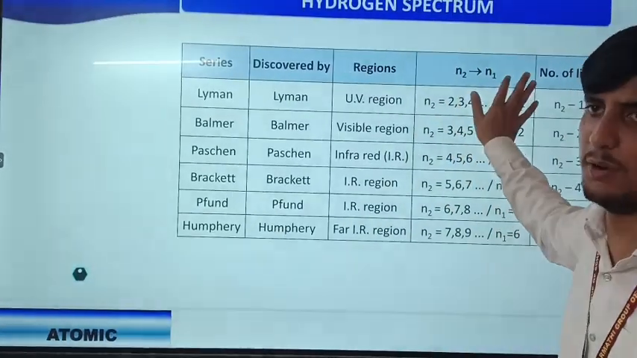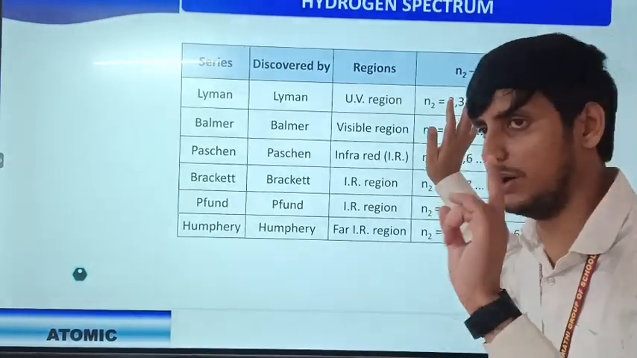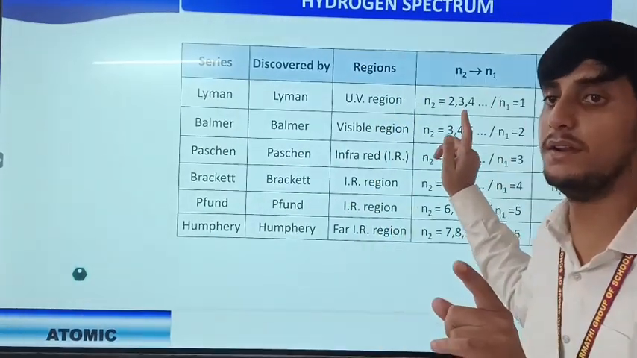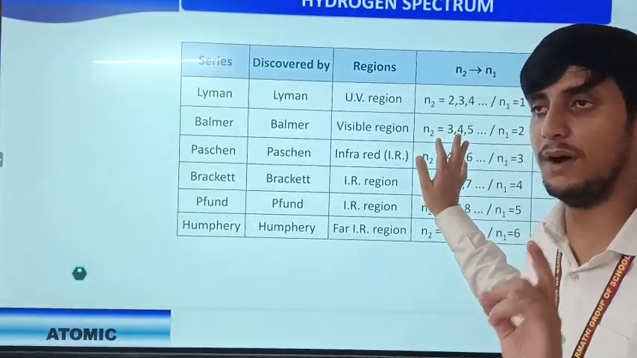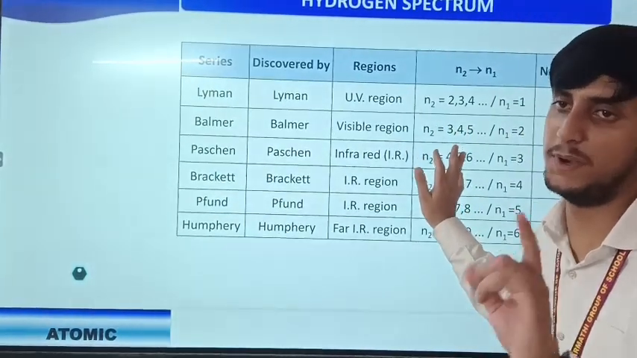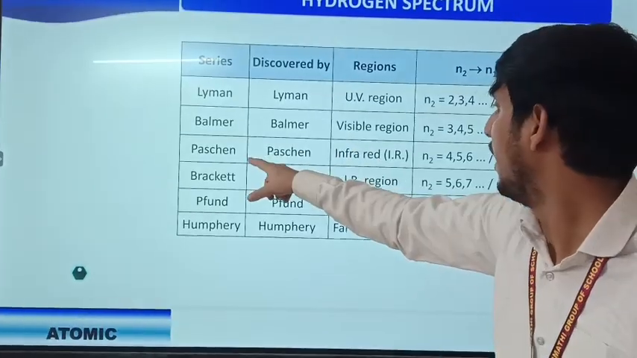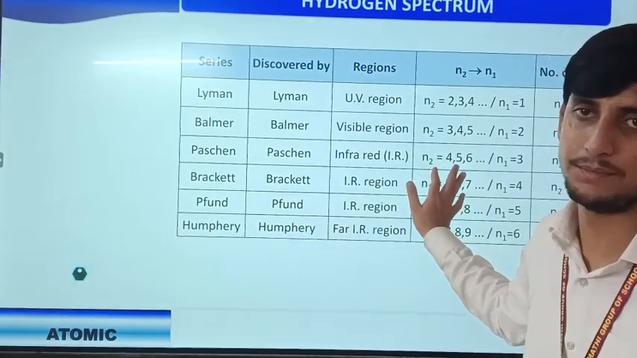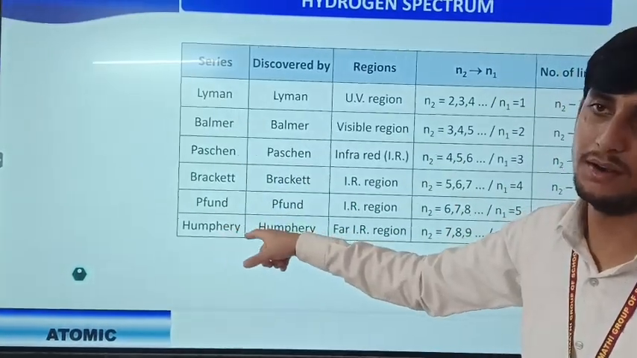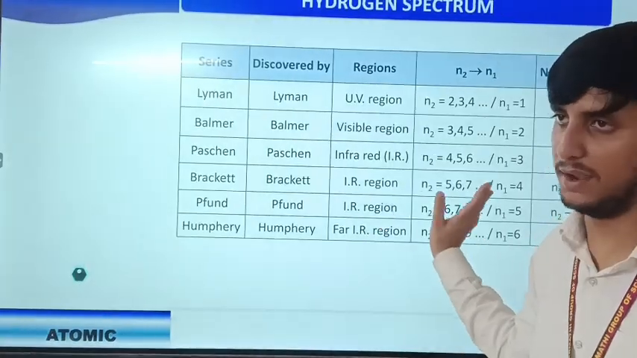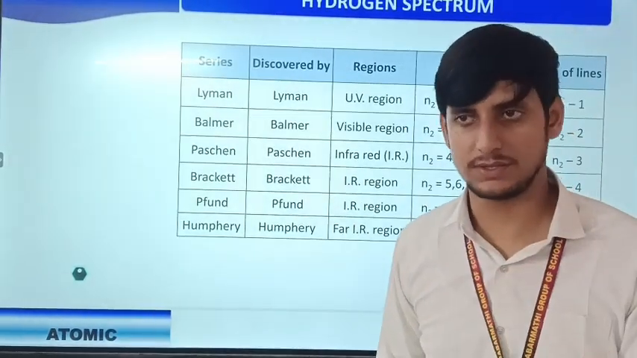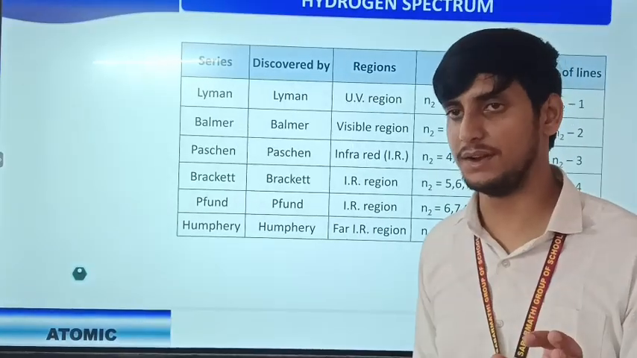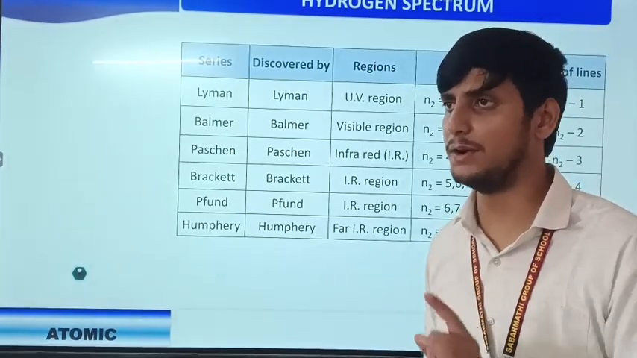N2 is maximum, N1 is fixed, right? Now for Lyman series N1 is always fixed at 1. Balmer N1 is 2, and Paschen N1 is always fixed at 3. Brackett N1 is 4, Pfund N1 is 5, and Humphrey 6. N1 always fixed, N2 can be different, right?